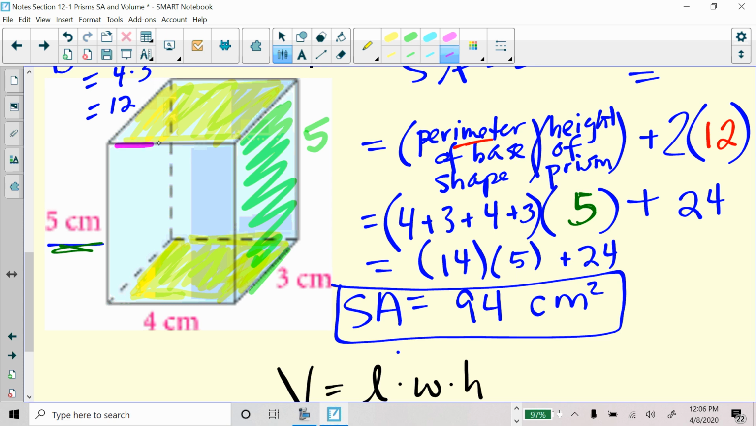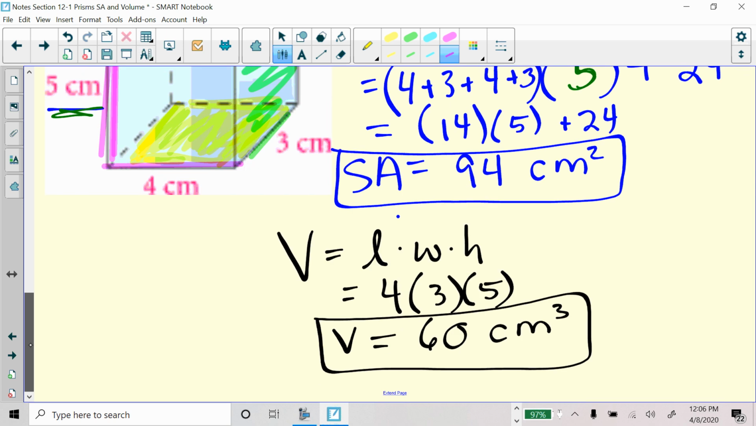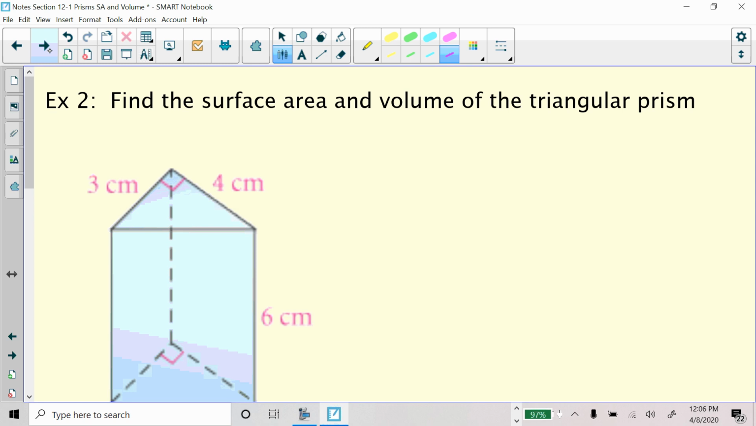And then the front and the back of the box would have dimensions 5 by 4, so you'd have to multiply 5 times 4 and get 20, and then double that because you have a front and back of the box. That's just another way to find surface area if that's easier for you. Let's take a look at another example. Now we're going to find the surface area and volume of a triangular prism.